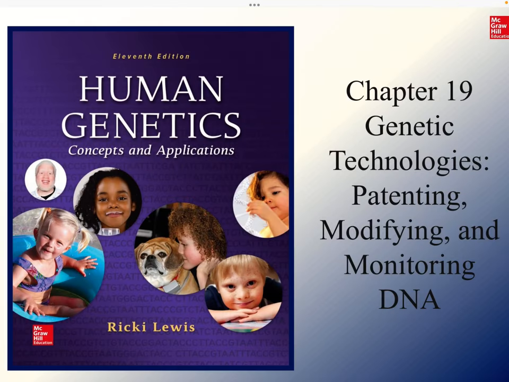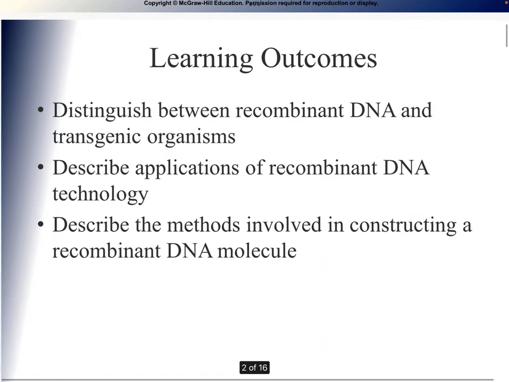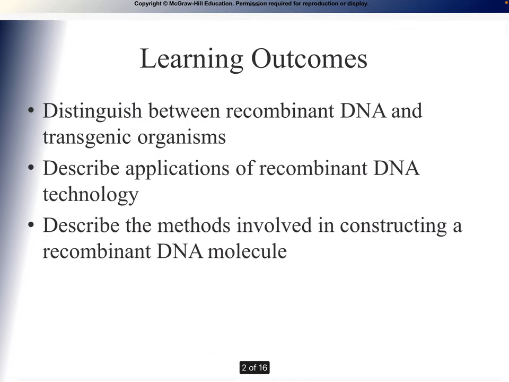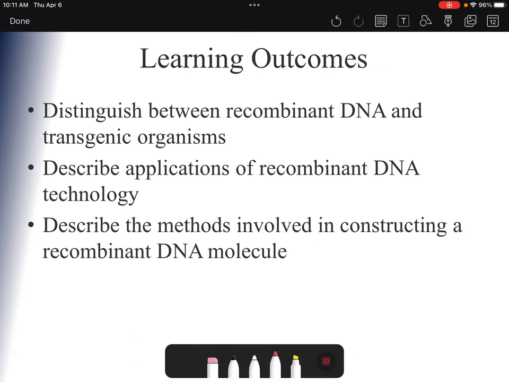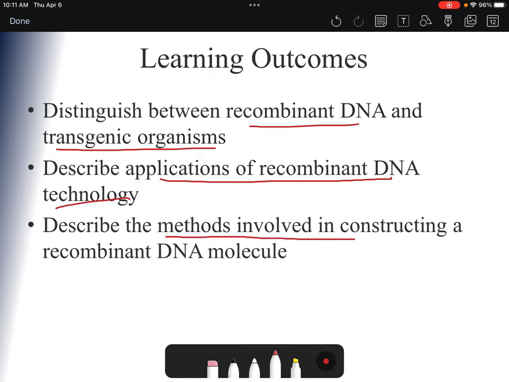The first part of Chapter 19, which is on genetic technologies, is going to focus on the difference between recombinant DNA and transgenic organisms, and really understanding how those are related, and then some applications of recombinant DNA technology, and then what are the methods involved in constructing a recombinant DNA molecule.